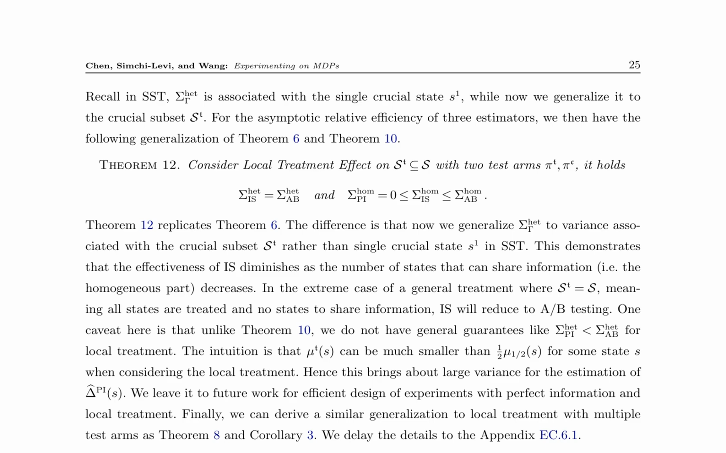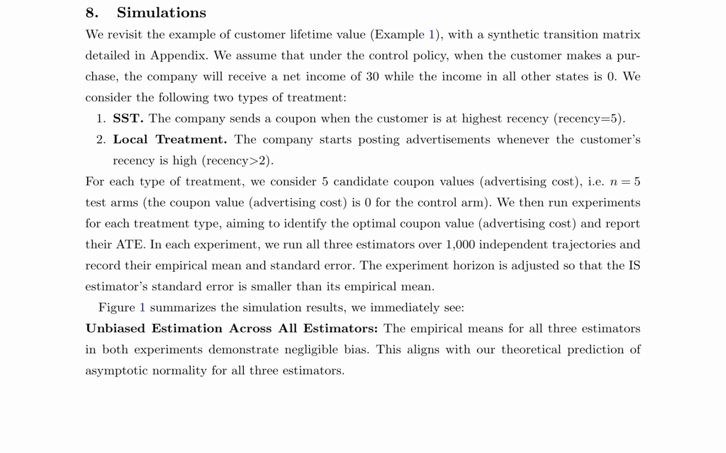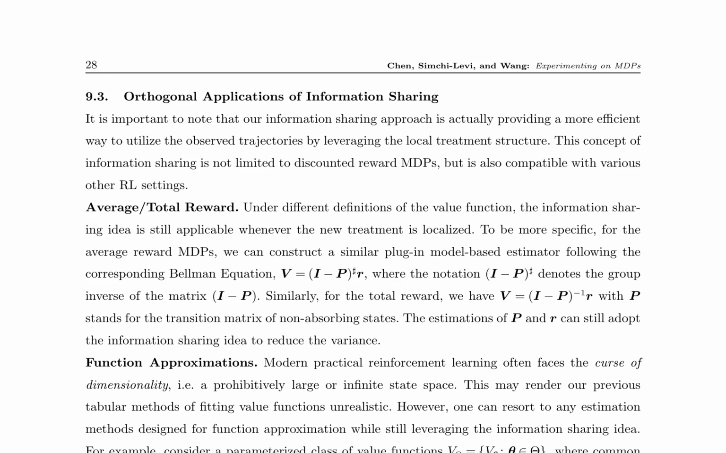shared information states. Synthetic simulations for two treatment types, SST and local treatment, show negligible bias across all estimators and a significant reduction in variance through IS and probability integration, pi. Pi outperforms IS in both examples, highlighting its capability in further variance reduction. The local treatment requires a substantially longer horizon for the standard error of IS to decay, illustrating the efficacy of IS increases with shared states.